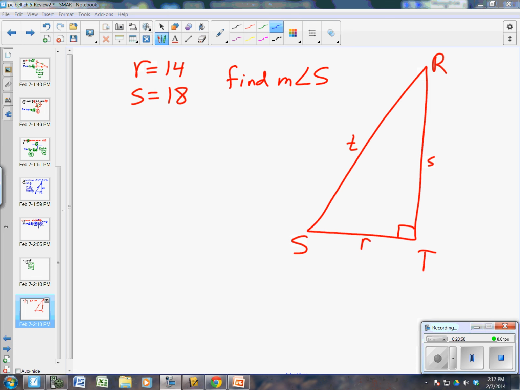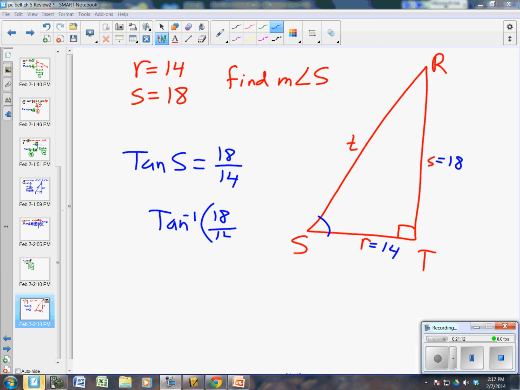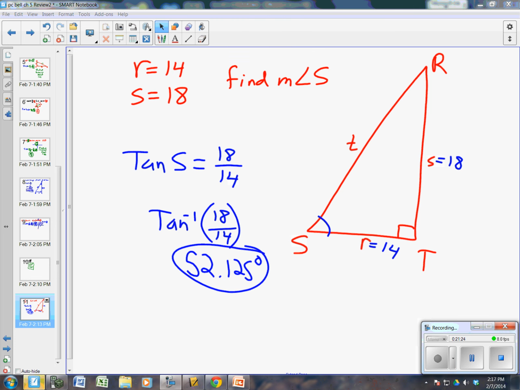Okay, so you guys, we are given that R is 14. We're given that S is 18. We want to find this angle down here. We have the opposite side and we have the adjacent side. That's tangent, right? So tangent of S equals opposite over adjacent. So we do the tangent inverse when we're looking for an angle, right? That's what we put in our calculator. And what did you guys get again? 52 point what? 125 degrees. And that's how you do it. Any questions on that one?